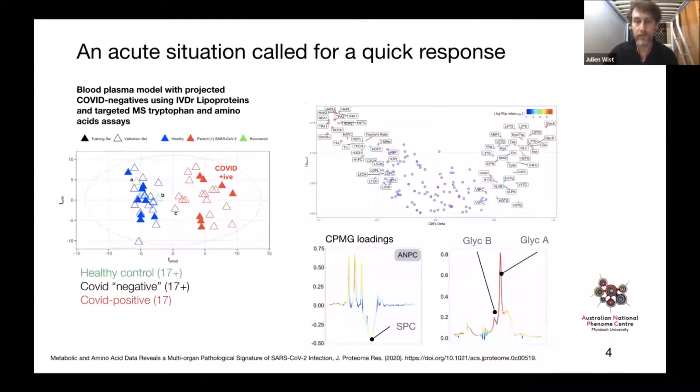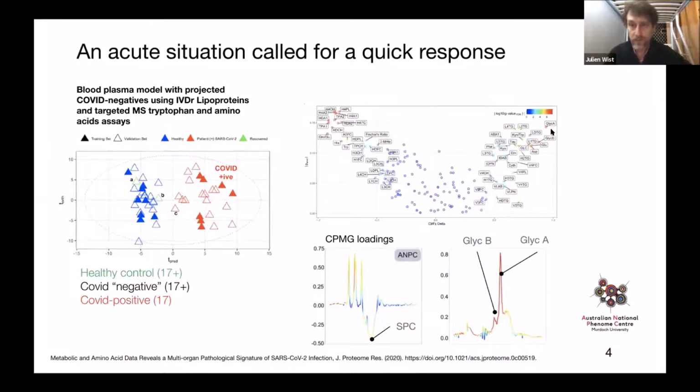So NMR is very quick and robust when we compare that to mass spectrometry. And we had, in collaboration with Bruker, access to the IVDR lipoprotein model, where 112 lipoproteins can be extracted from the proton NMR spectrum. And those were also enhanced by a few more parameters measured by mass spectrometry.